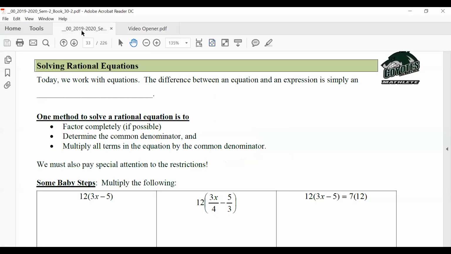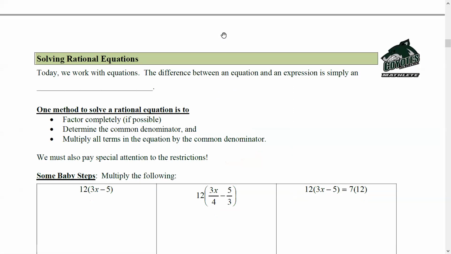That's good news, because remember I told you adding and subtracting of rationals is the most difficult thing, I think, in 30-2. Well, that makes what we're about to do today hopefully not as difficult.